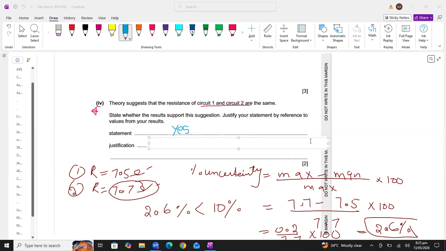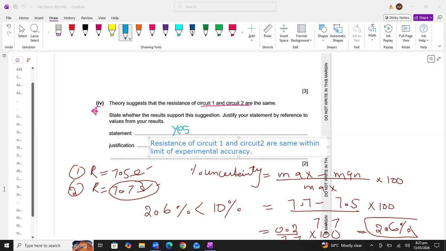We are solving the Feb March 2026 paper 6 variant 2. All right, the resistance of circuit 1 and circuit 2 are the same within the limit of experimental accuracy. So I hope you have understood this question, students. Is it clear to you, everyone? I hope you have noted down this calculation. You have to show the whole calculation, then you have to write the justification here.